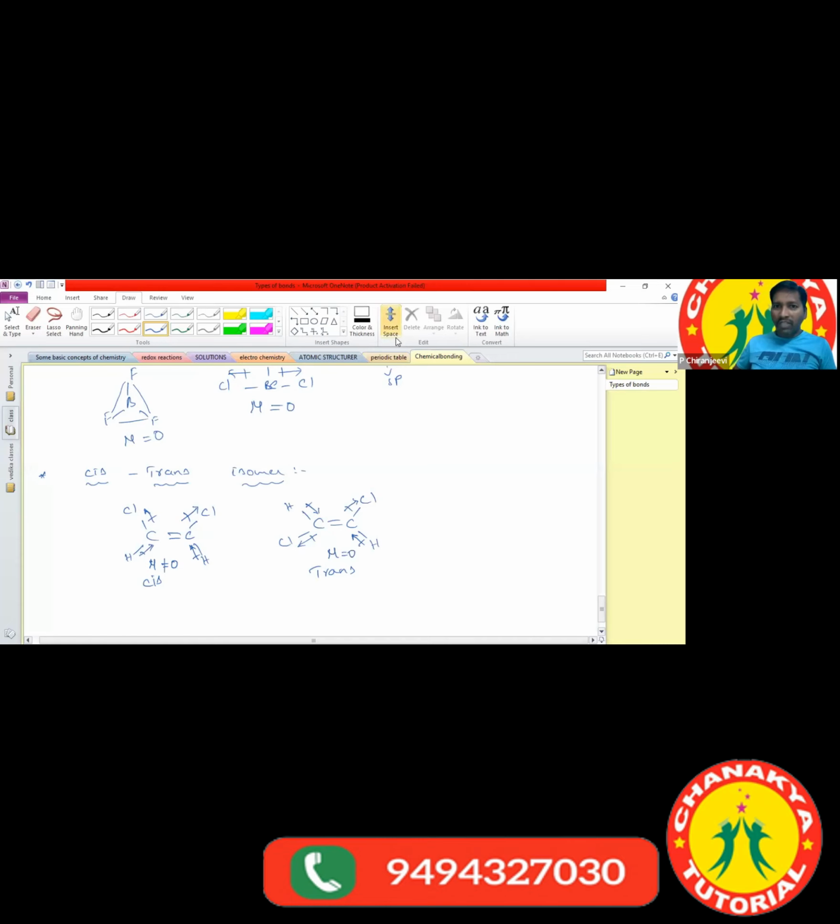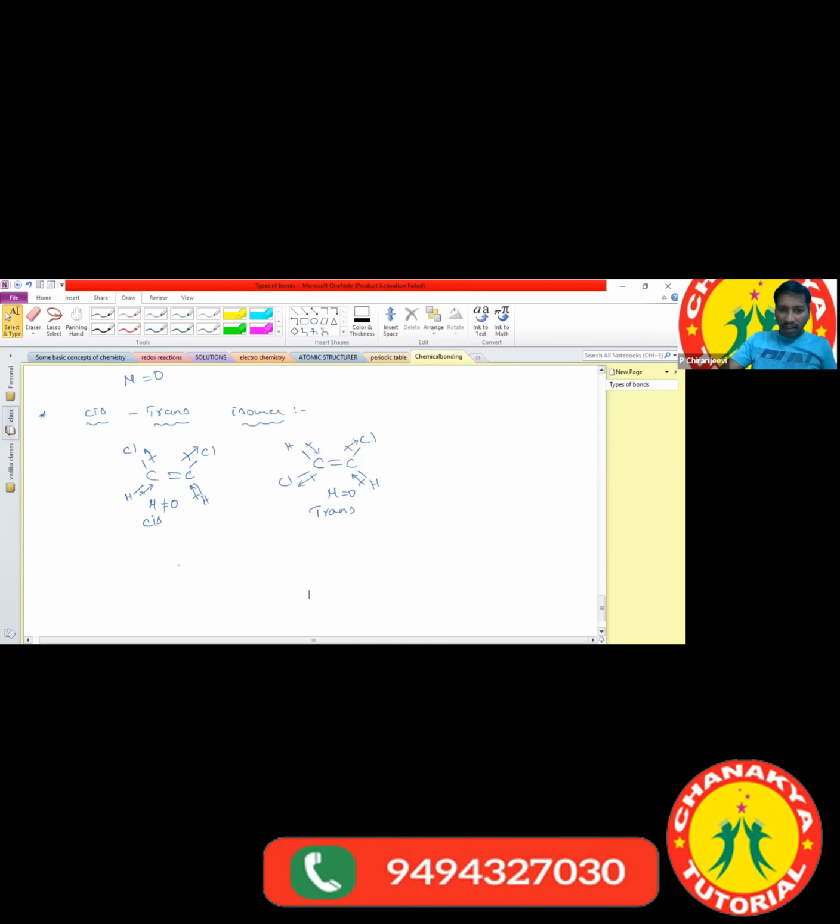In trans isomers the dipole moment becomes 0, and in cis isomers the dipole moment is not equal to 0. Got the point? Yes, got it, sir.